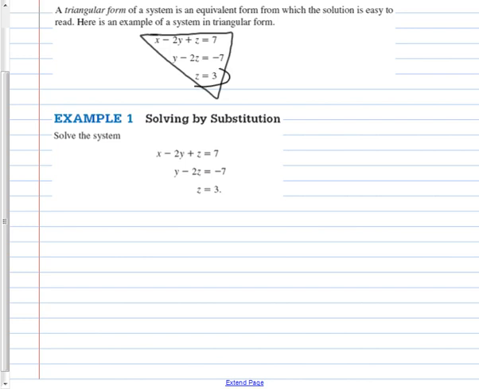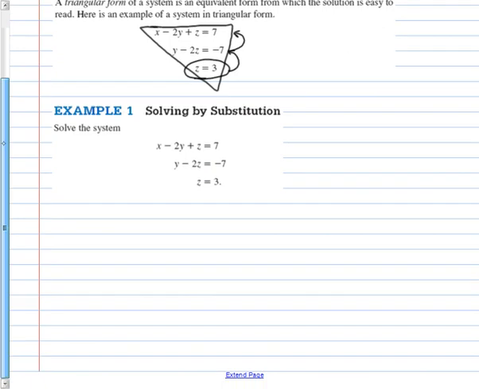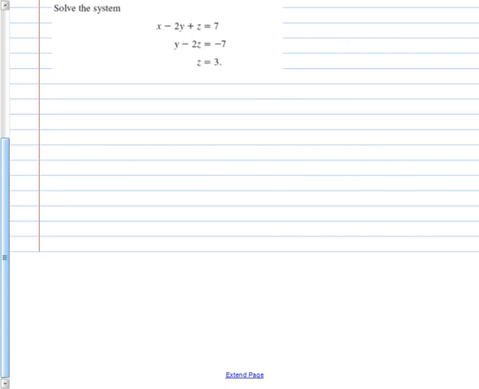And if it's in triangular form, we know what the last variable equals, and we could substitute back into the second and get two variables, and then we can substitute back into the first and get all three variables. So if I have a system in triangular form, it is very easy to solve. I know what z is.